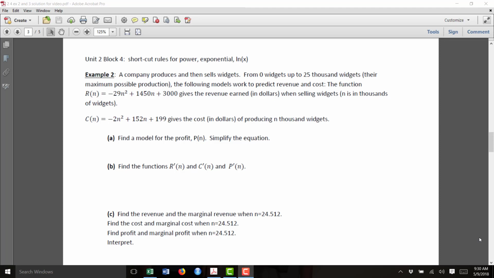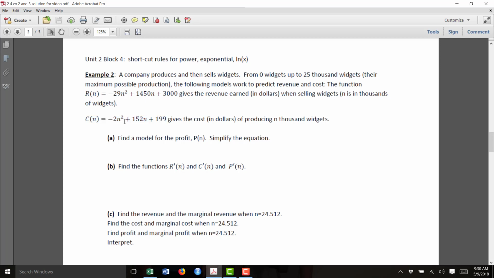This is Unit 2, Block 4. We're going to be doing Example 2 and Example 3. In Example 2, we are given information about a revenue function and a cost function where we're plugging in n, representing the number of widgets sold in thousands and also the number of widgets produced in thousands.